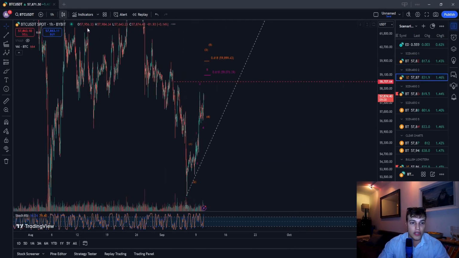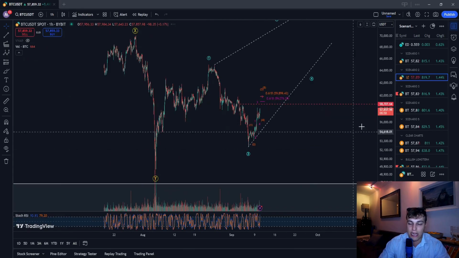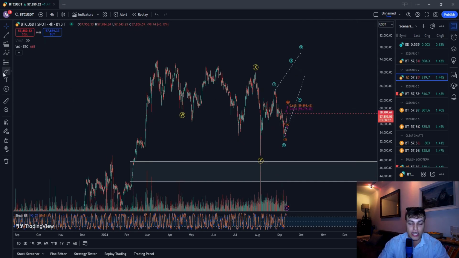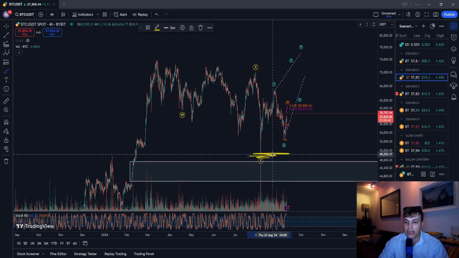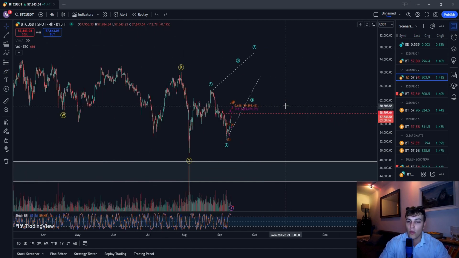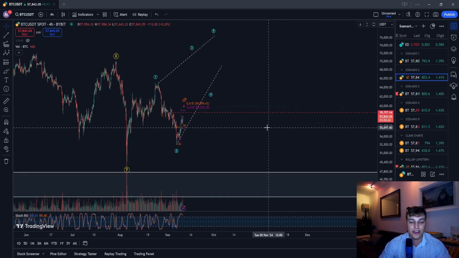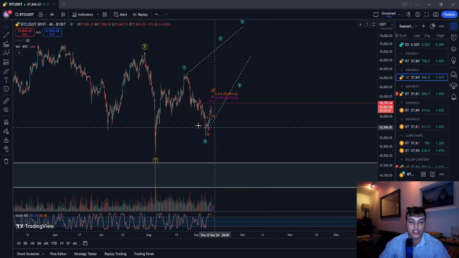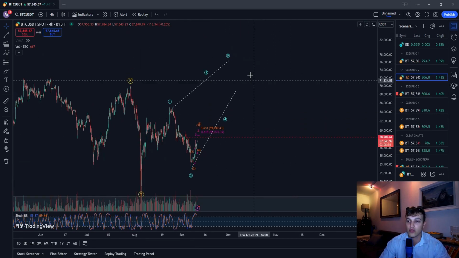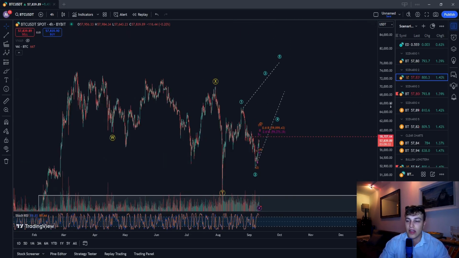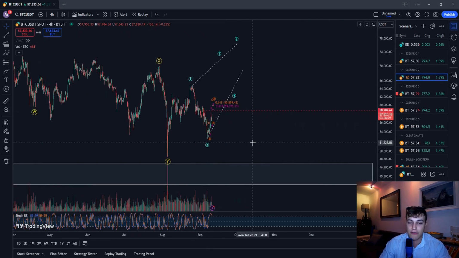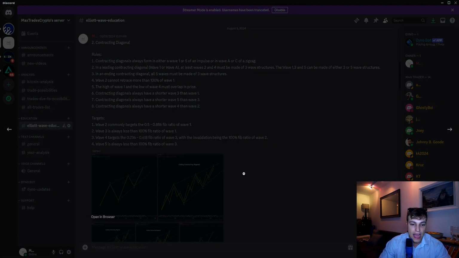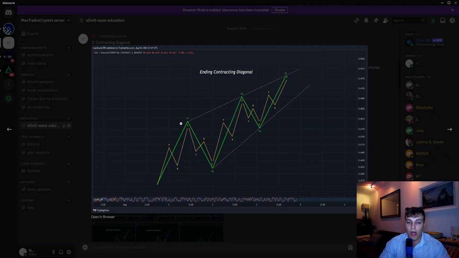Then on scenario 2, we have a finished WXY structure, Y finishing over here at this low at 49,200. Now we are starting with a massive diagonal towards the upside. Now this is not likely in my opinion, because this is a massive range and this would only finish at around the $76,000 level.